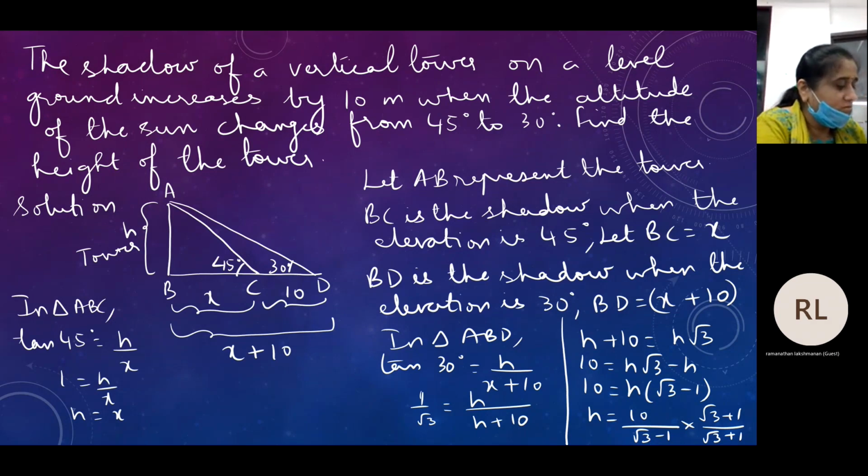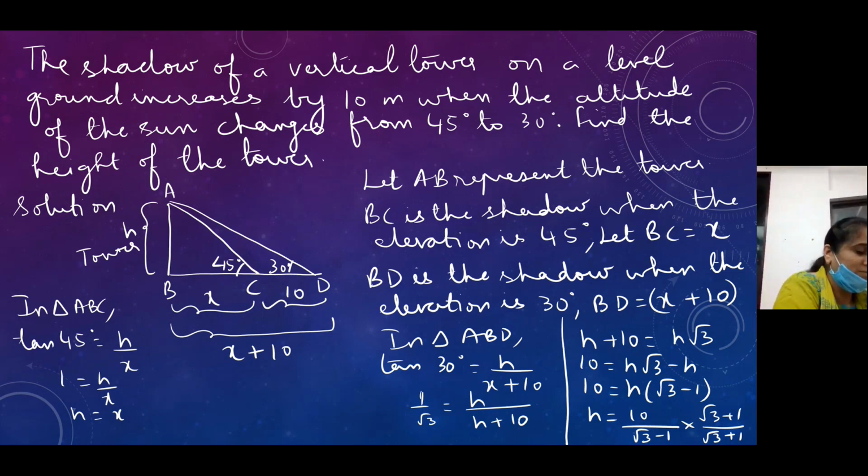Division algorithm. Supposing numbers 24 and 7, 7 threes are 21, 3 is the remainder. Division algorithm: dividend 24 is equal to 7 into 3 plus 3. Dividend is equal to divisor into quotient, 7 into 3, plus the remainder 3.